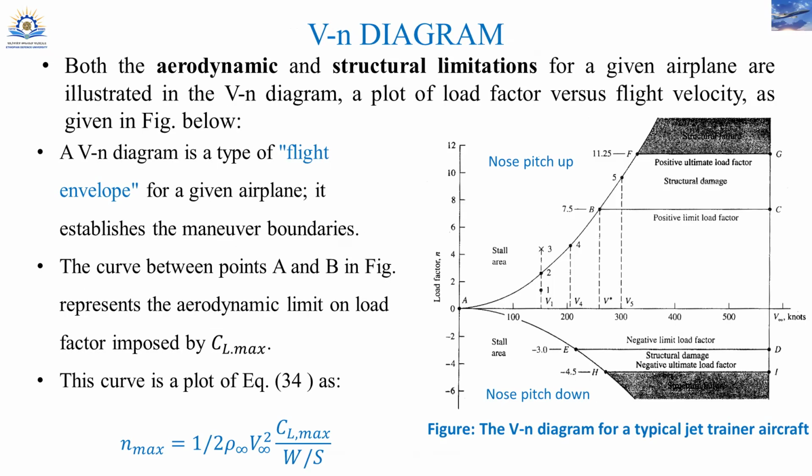So the aerodynamic and the structural limitations for a given aircraft are less. By the way, what you see here, positive and negative, means nose pitch up and nose pitch down condition. So each point has a different name. So Venn diagram is a type of flight envelope for a given plane. It establishes the maneuver boundary. Our maneuver boundary should be established. So each point on this curve has a name.